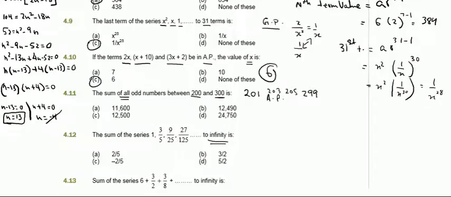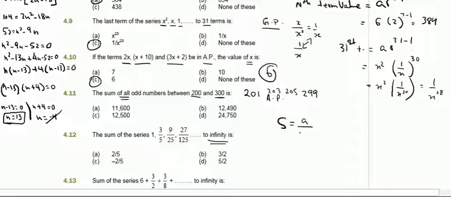4.12 is sum to infinity. For sum to infinity, we use S equals A divided by 1 minus R. In this question, our A is 1, and for R we will use second term divided by first term, which will be 3 over 5.